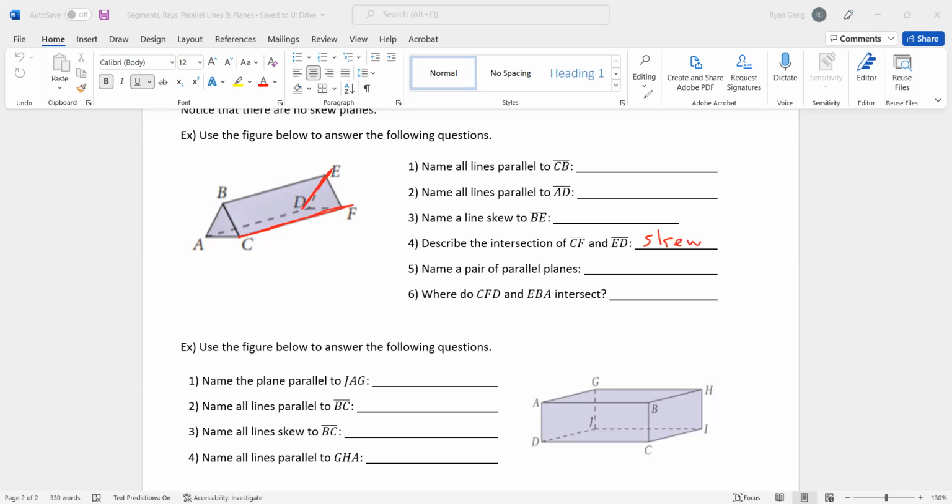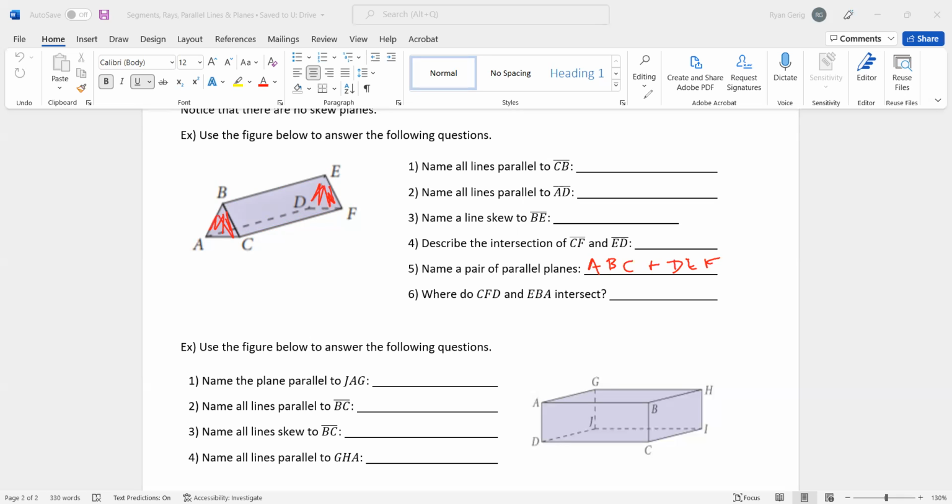All right. Name a pair of parallel planes. Well, there's only 2 parallel planes, and that would be the front and the back. It takes 3 letters to name a plane, so I have to use all 3 letters, so A, B, C, and D, E, F. Those are parallel planes.